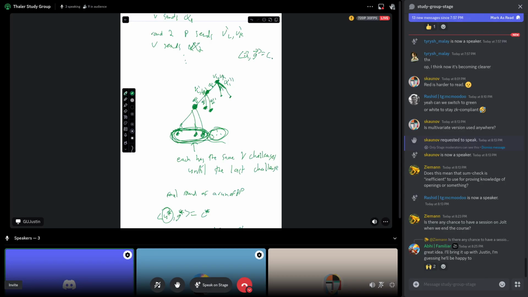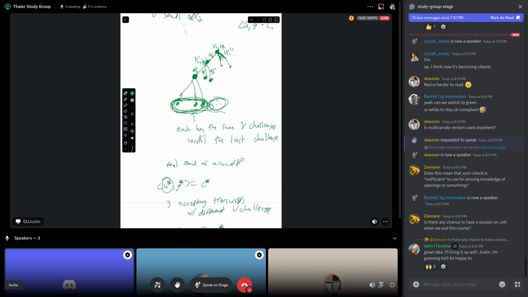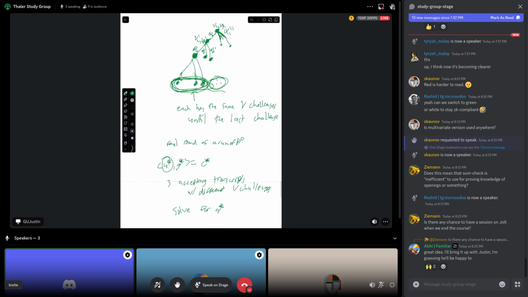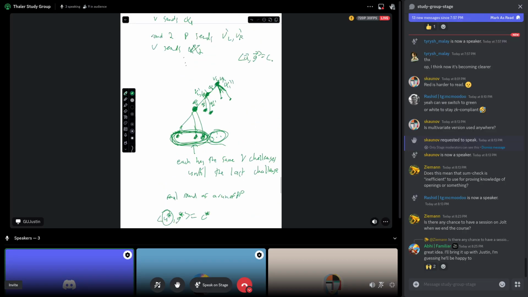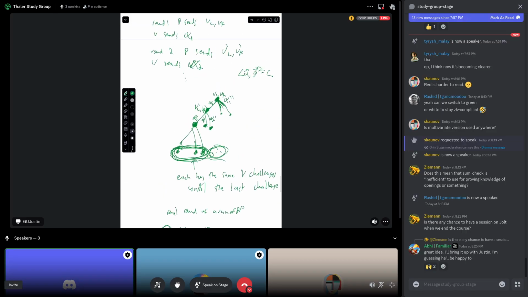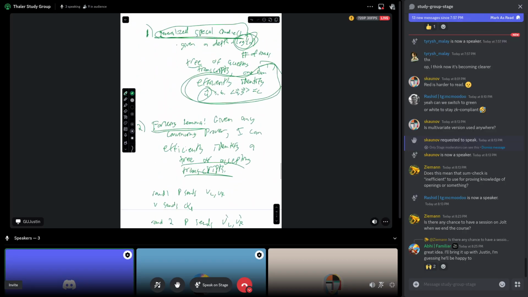With Bulletproofs, you start at the leaves and say, if I'm given 3 accepting transcripts with different verifier challenges for the final round, I can solve for the vector the prover was claiming to know going into the final round. Then you bootstrap from there and work your way to the root. And when you get to the root, you've solved for the original vector the prover was claiming to know. Okay, so that's how you establish generalized special soundness.